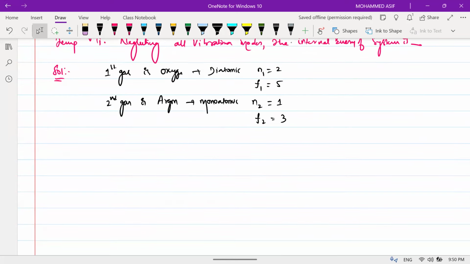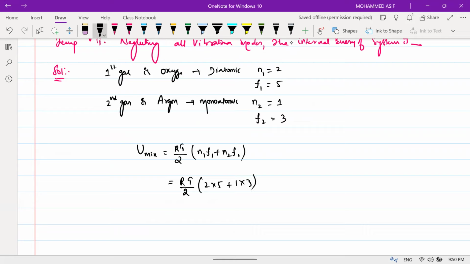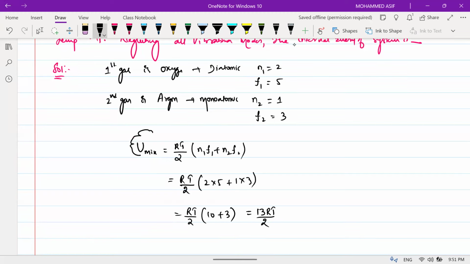Use the formula. Internal energy of the mixture of the gas will be equal to RT divided by 2 into N1 F1 plus N2 F2. The temperature T is given in the problem. T divided by 2, N1 is 2 into 5 plus 1 into 3. So that will be equal to RT divided by 2 into 10 plus 3, and the answer will be 13 RT divided by 2. If I had not written all this out, you would obviously have got the answer in 13-14 seconds. It takes time for me to write. Otherwise you can do it very easily on your own in the shortest way. So if a question like this comes, you will be able to do it easily.